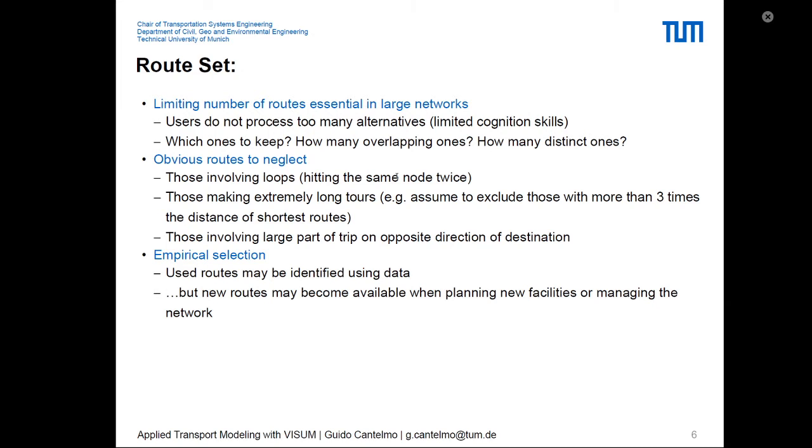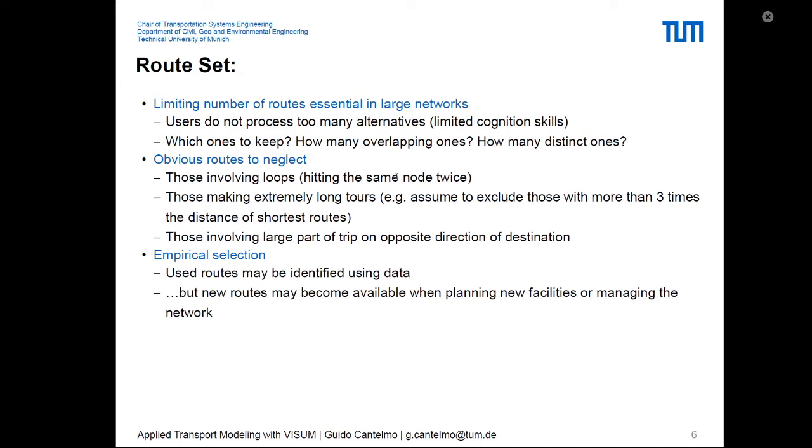If you think about yourself, if you think about going from Garching to the campus in downtown, you will probably not consider all the possible routes, you will not consider all the links in the network, but you will consider a few options. So which ones do we need to keep? How many of these options that you are considering are actually overlapping? Should we consider routes that overlap the same or not? And if so, how do we distinguish them? What do we mean by overlapping? 100% overlapping? 70% overlapping?